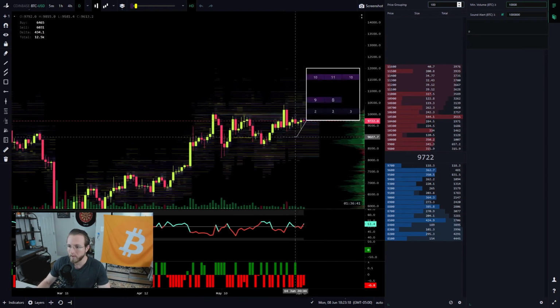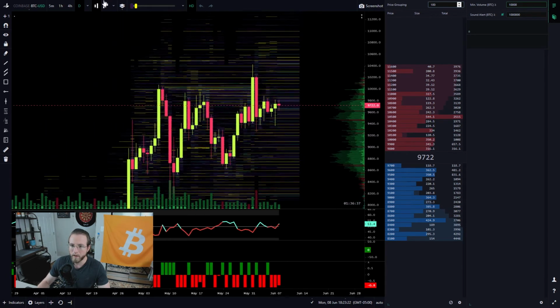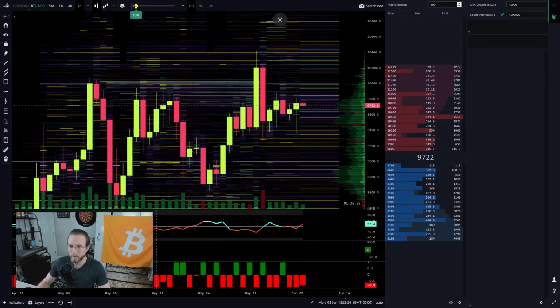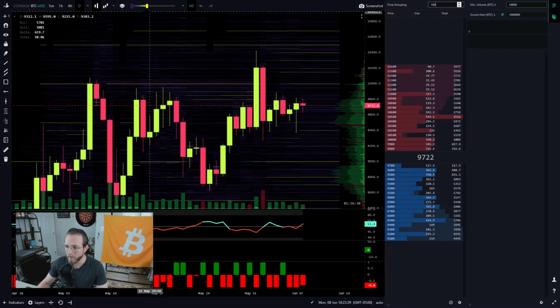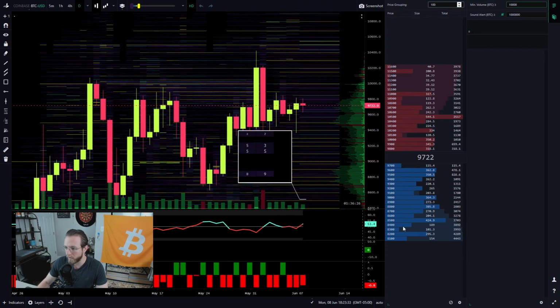So I want to take a look at Coinbase on just the daily chart. And I do have this set relatively low, just because on the daily chart, if you start turning this up, it gets a little too confusing. So I have this basically set to show major levels right now. I've got this price grouping set to 100.